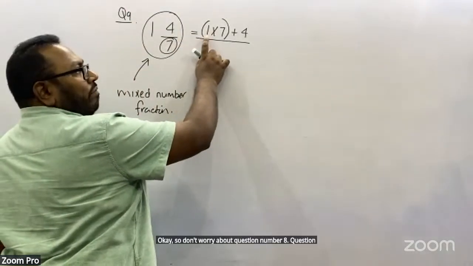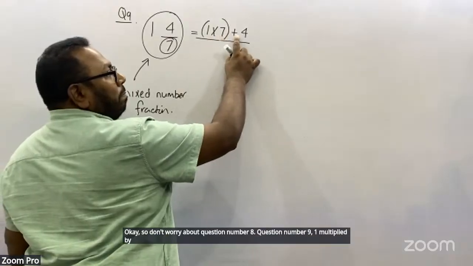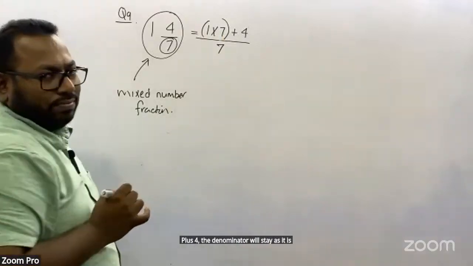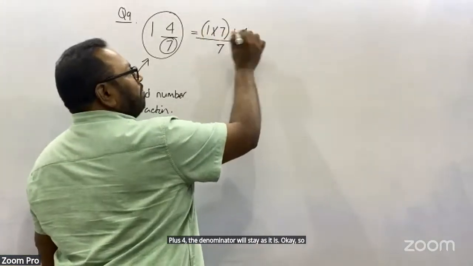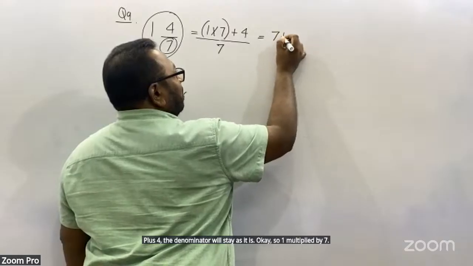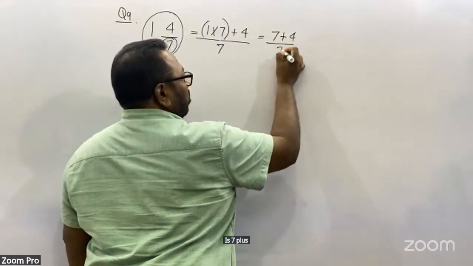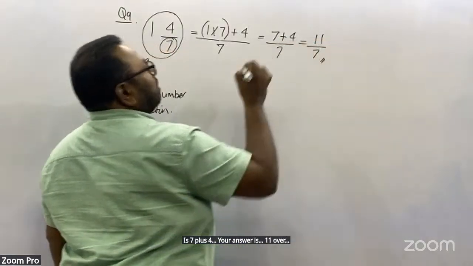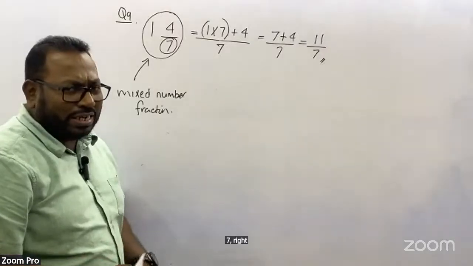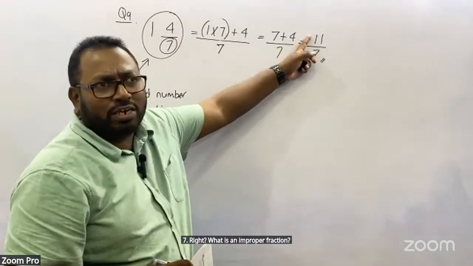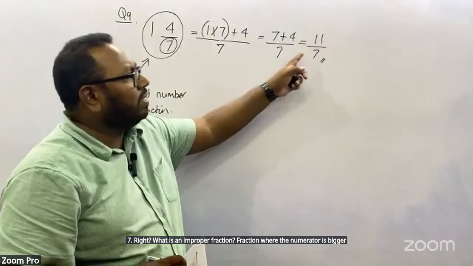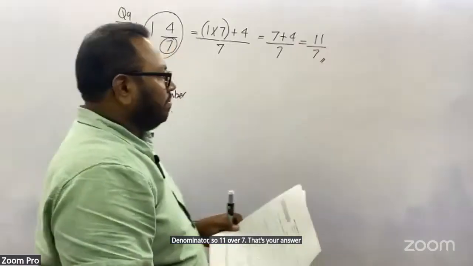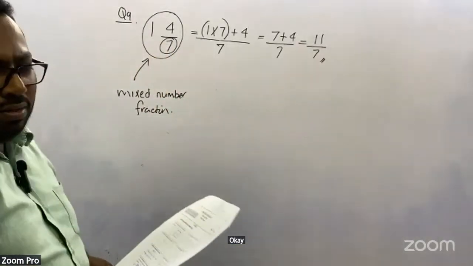Question number 9, 1 multiplied by 7 plus 4. The denominator will stay as it is. So 1 multiplied by 7 is 7 plus 4. Your answer is 11/7. Right? What is an improper fraction? A fraction where the numerator is bigger than the denominator. So 11/7. That's your answer for question number 9. Okay. Quickly write that down.